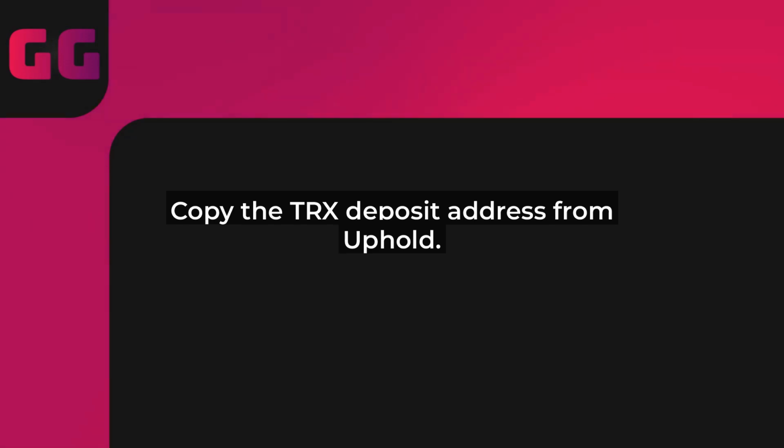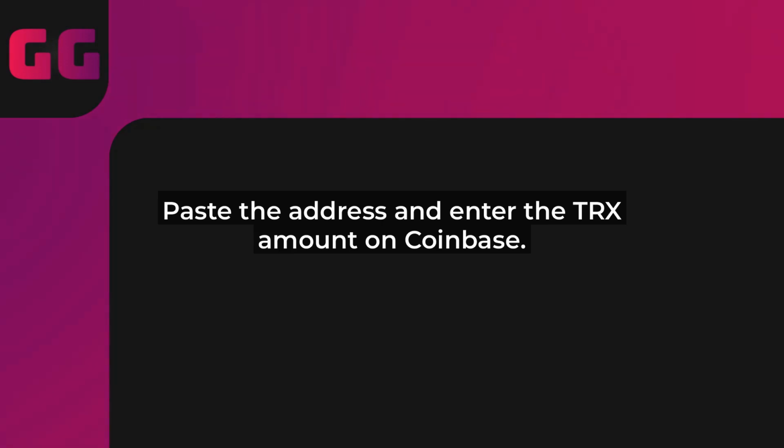Step 2. Look for the Send or Withdraw button. This is usually prominent on the wallet page. Click it, and you'll be prompted to enter the recipient's address. Now, go to your Uphold account, navigate to your TRX wallet, and copy the deposit address. Make sure it's the correct network. TRX typically uses the Tron network, so select that if asked.